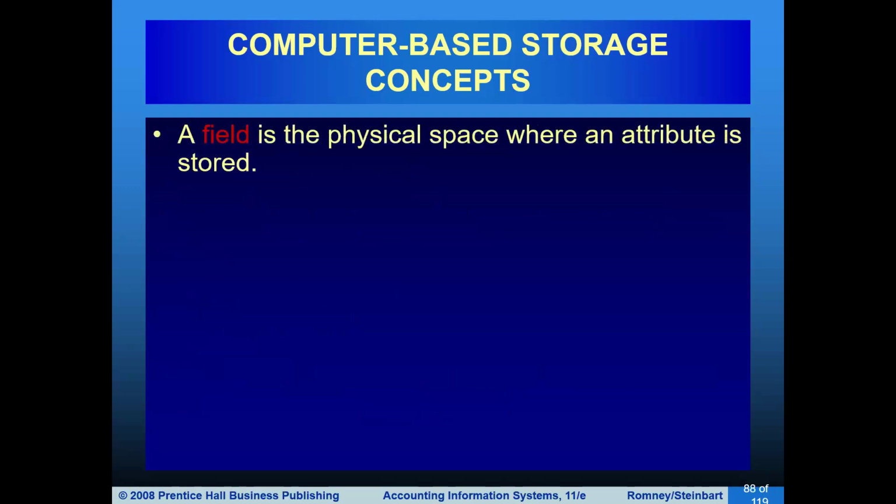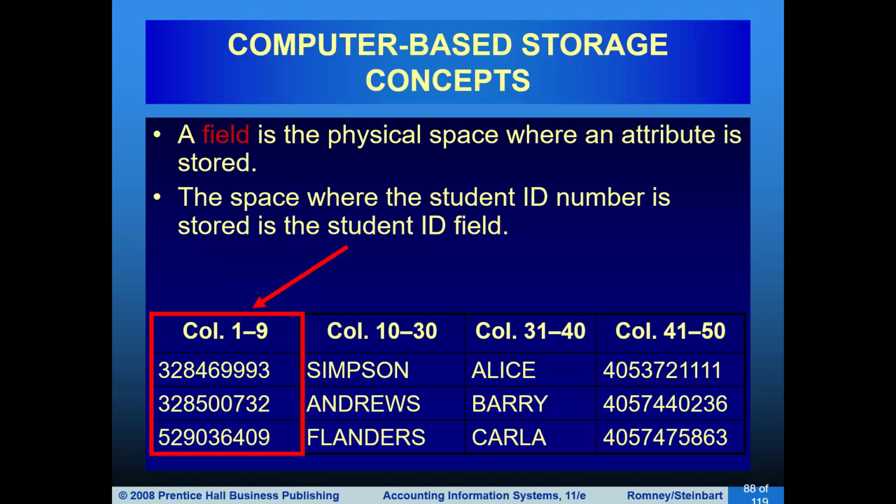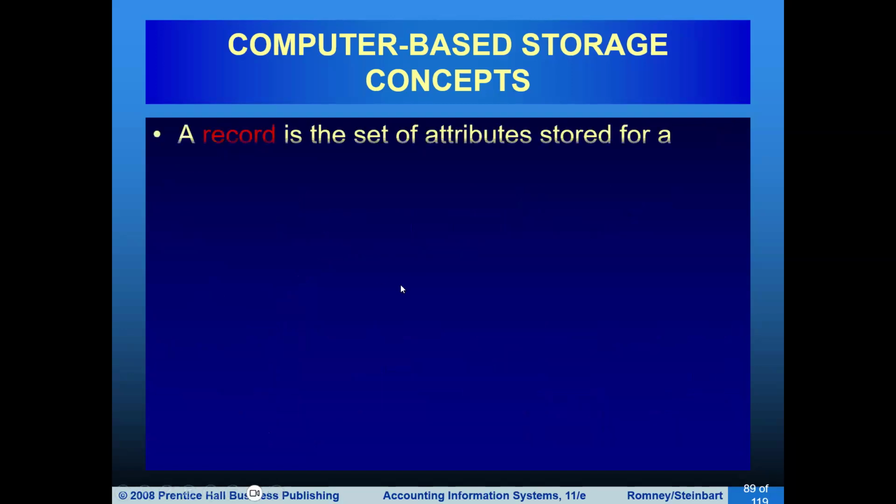A field is a physical space where an attribute is stored. Right? All in the students' information together, we can say field. I will come there. Now it's a file. Now look here. This space where the student's ID number is stored, the student ID, is a field. Physical space where attributes are stored. Think of it as a column. Column is the field. Right?